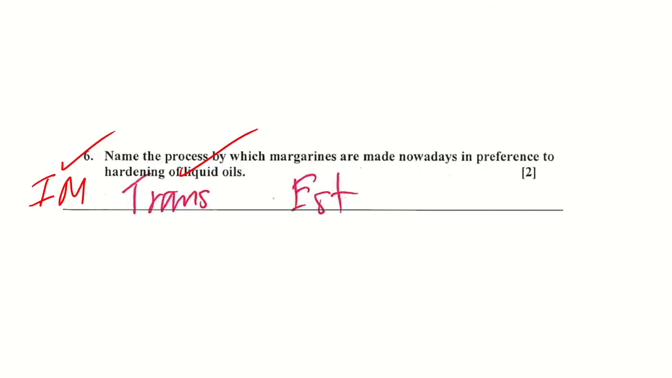Name the process by which margarines are nowadays made in preference to hardening of liquids. Well, a lot of people got transesterification. Okay, a lot of people left out intermolecular transesterification.